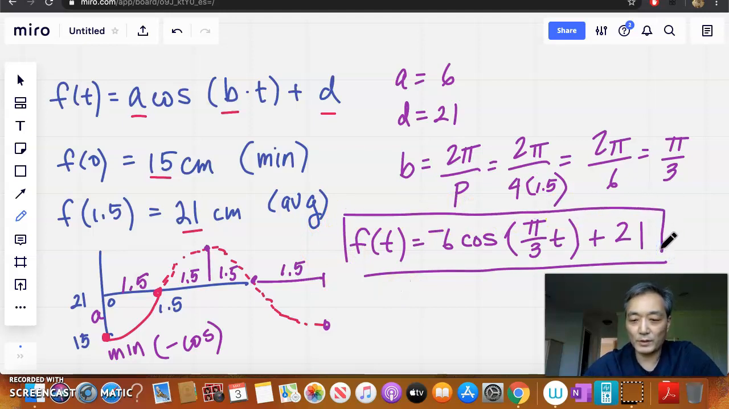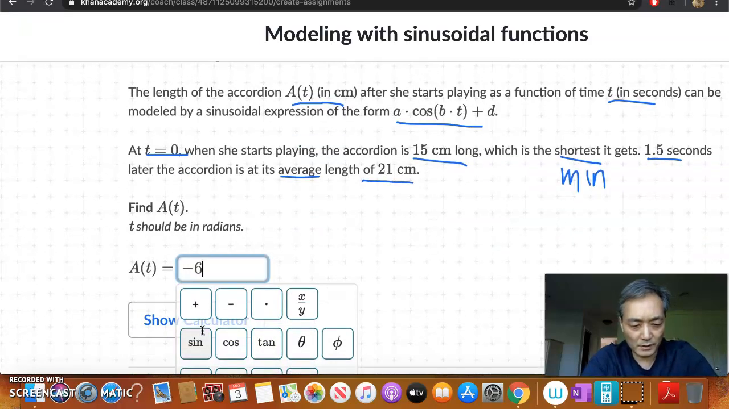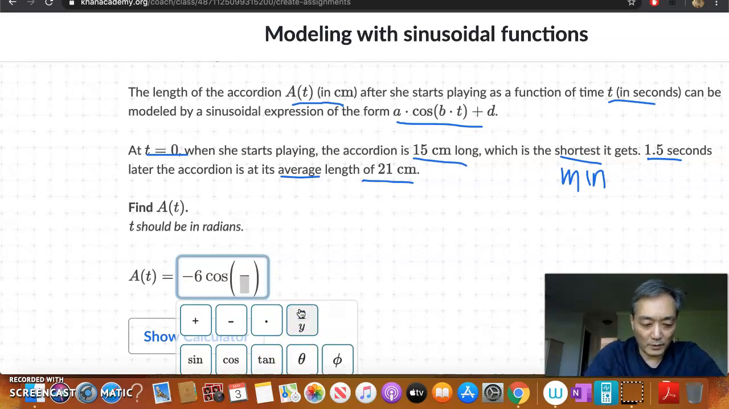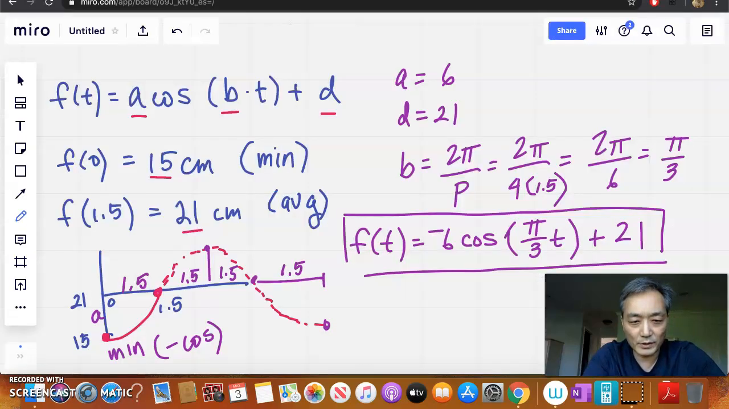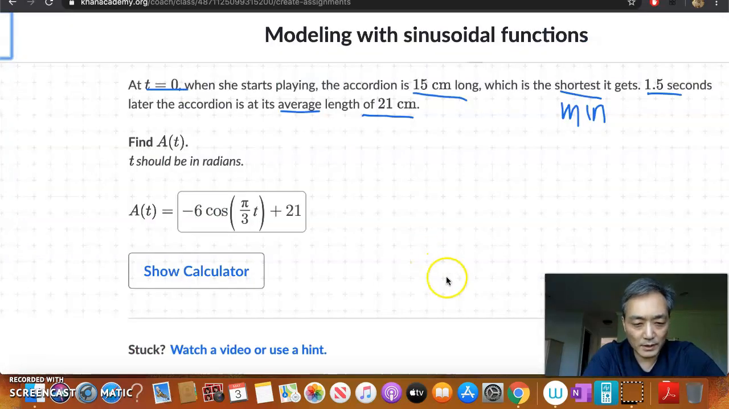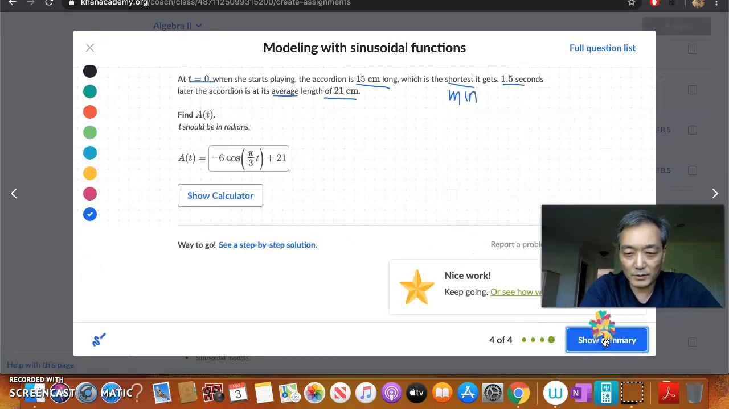Okay, so let's quickly check it. Negative 6 cosine of pi over 3 times t. The variable is t, so be careful with the variable. And then plus 21. 21 was our midline. Let me quickly check. Yes, I think we have it. And that is correct. Okay. All right.